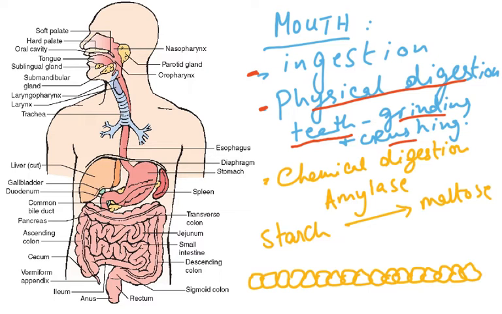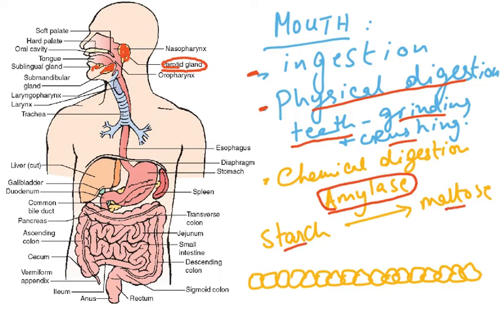But here, we also have the 3 pairs of salivary glands, this one here, and this one here. They produce a fluid called saliva. And that contains an enzyme called amylase. And the amylase breaks the starch into maltose.